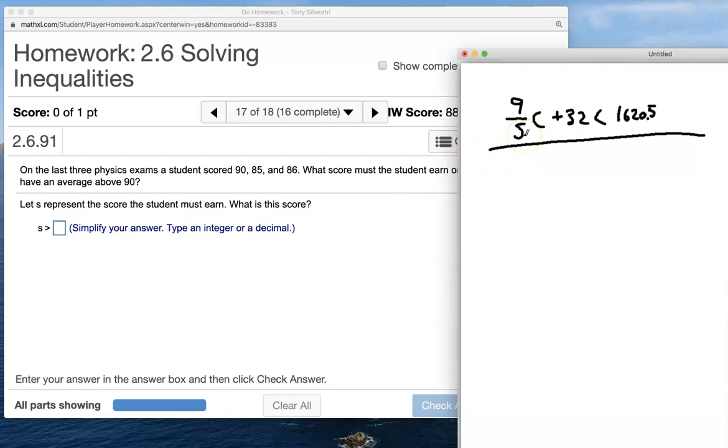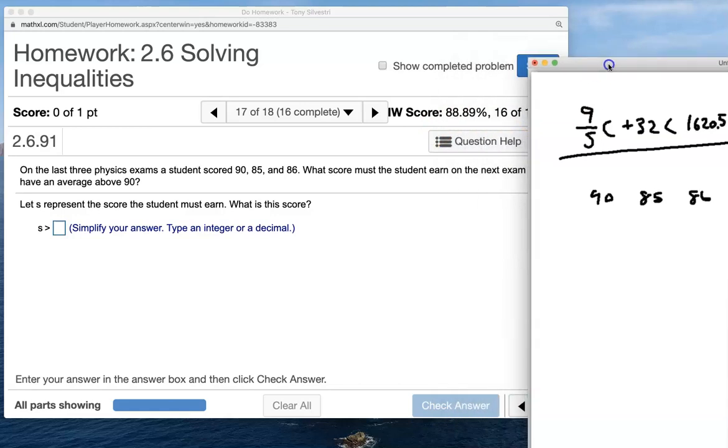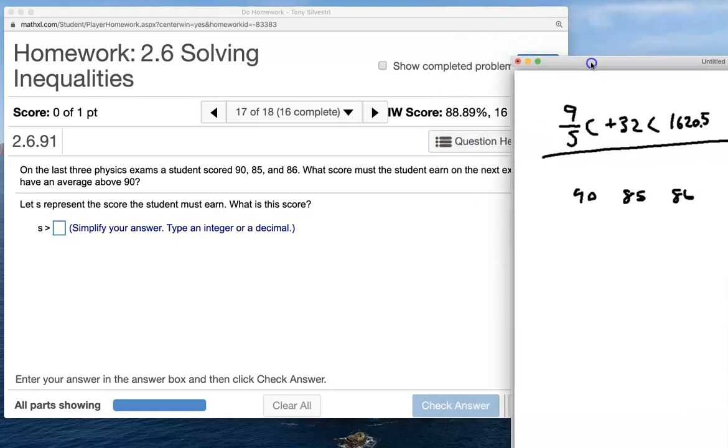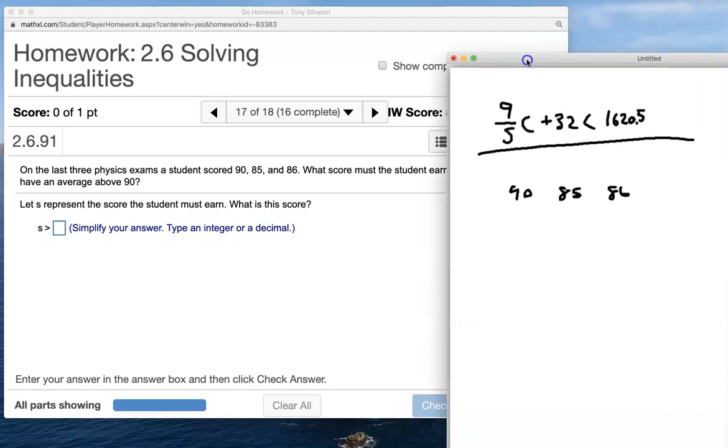On the last 3 physics exams, a student scored a 90, an 85, and an 86. You might as well put these numbers down somewhere. What score must the student earn on the next exam to have an average above 90?